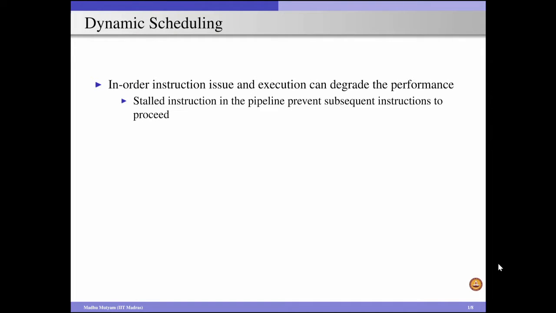So we know that the in-order execution will degrade the performance. The reason is if the leading instruction is stalled, even though the trailing instructions are independent, we cannot issue these trailing instructions to the functional units, and as a result the overall performance will be degraded. So in other words, the in-order instruction issue and execution will degrade the performance, and we need to look at some other alternatives to improve the overall performance.